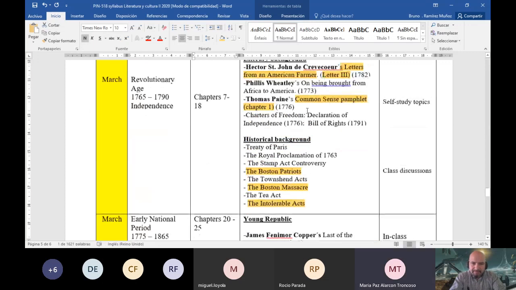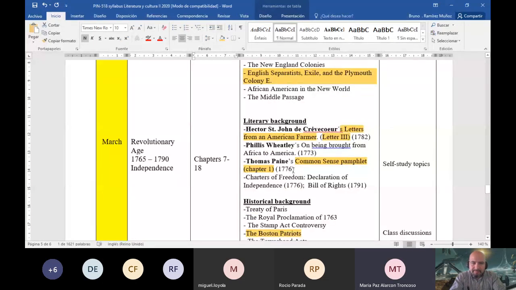Okay. For the Letters from an American Farmer, you're going to upload those? Yes, Letters from an American Farmer, letter number 3, and the Common Sense pamphlet, chapter 1. Okay. Any more questions?